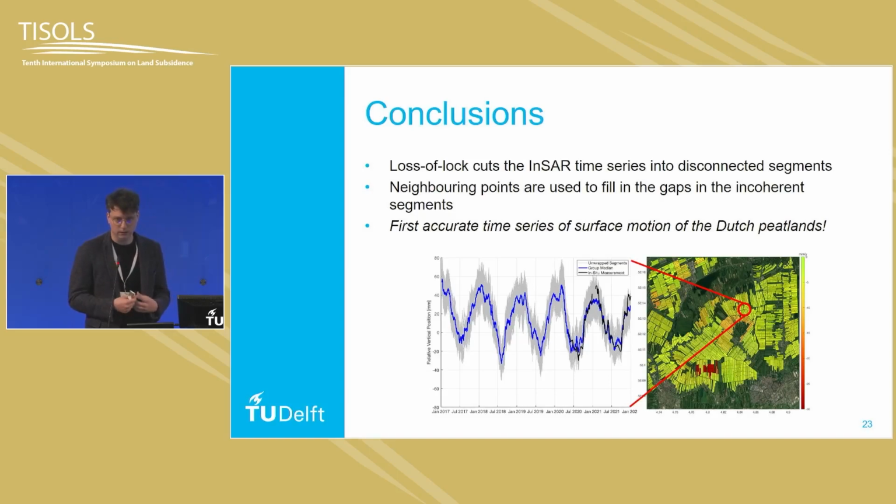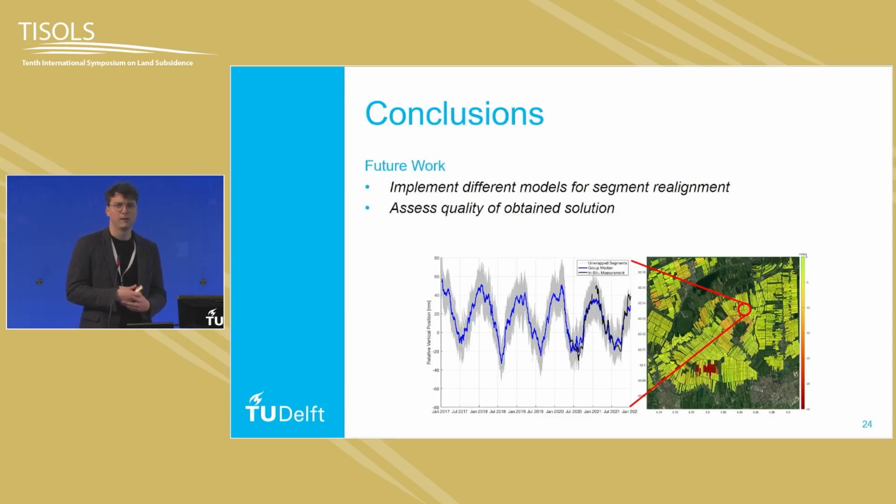So to conclude, the story is that we have this loss of signal that we call a loss of lock. And this cuts our InSAR time series into these disconnected segments. We can find neighboring points, we identify them using contextual data, and we can use those to fill in the gaps in the incoherent segments. And this has allowed us to get the first accurate time series of surface motion in the Netherlands. So we're very happy about that.